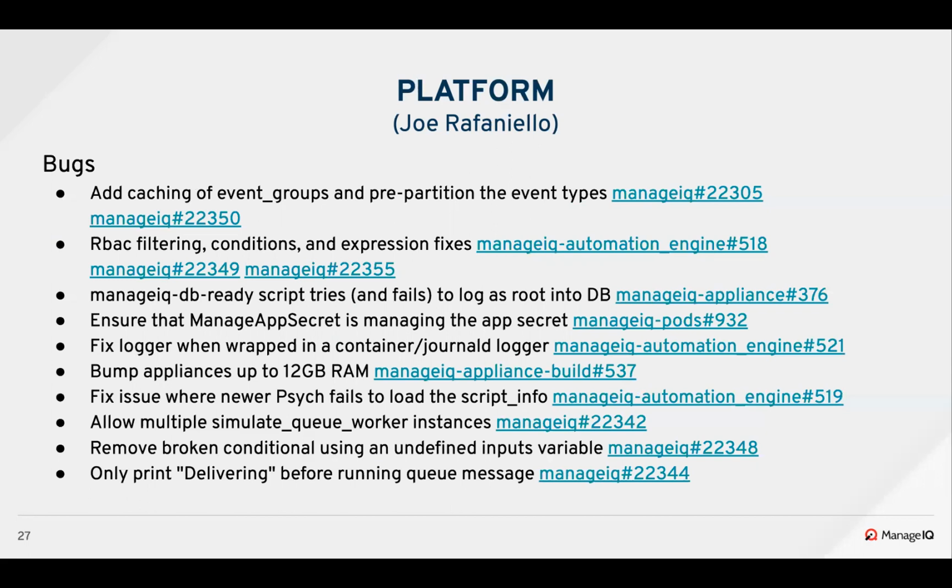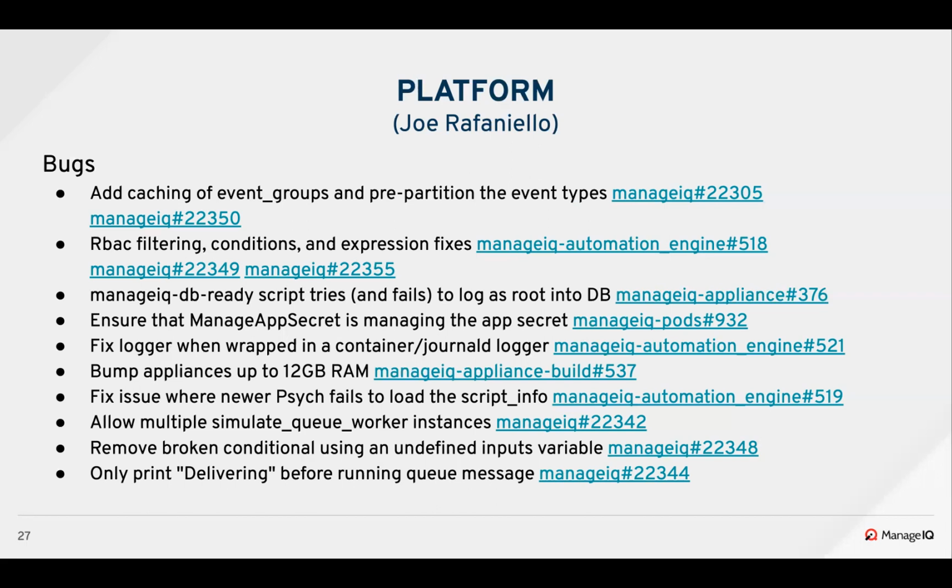During testing on appliances, Brandon noticed he was receiving cannot allocate memory errors, so he bumped the default memory for the appliances from 8 to 12 gigs to give us more headroom. Jason fixed an issue where Automation Engine was using YAML load, which wouldn't work with the newer Psych versions. The solution was to use safe load with a permitted class.